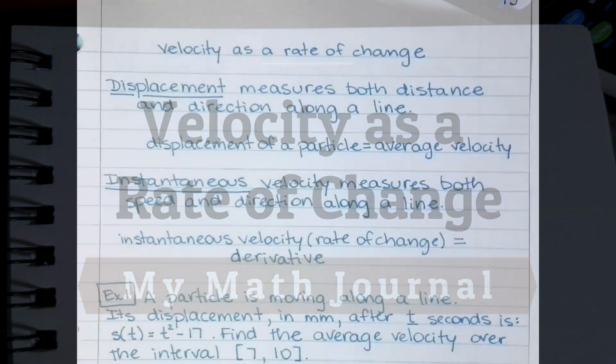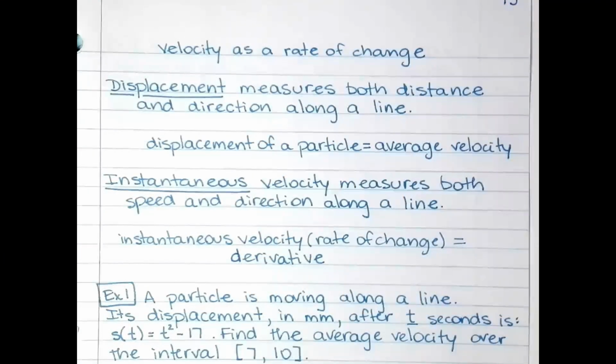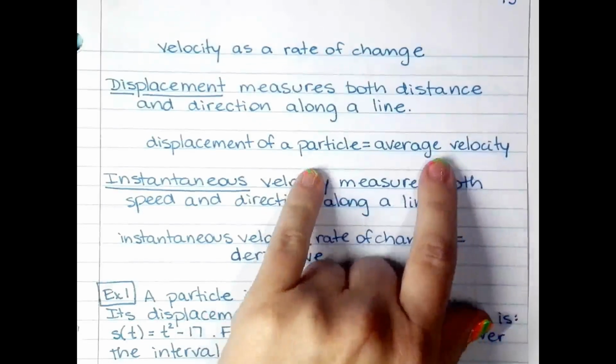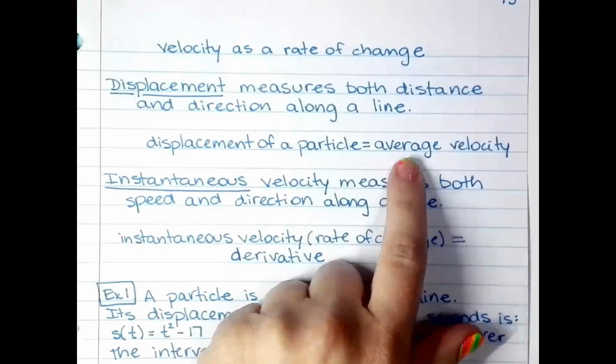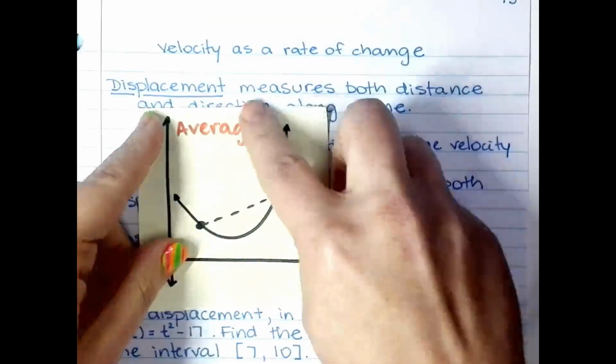Guys, today we're doing velocity as a rate of change. It might sound new, but it's not. When we look at displacement, it measures both distance and direction along a line. For you to remember, that is the same as average velocity, which we already covered.